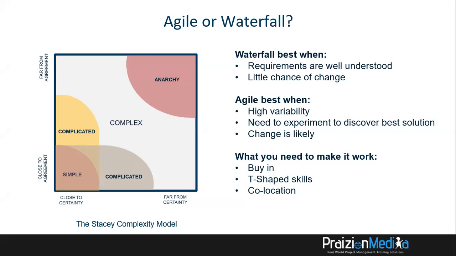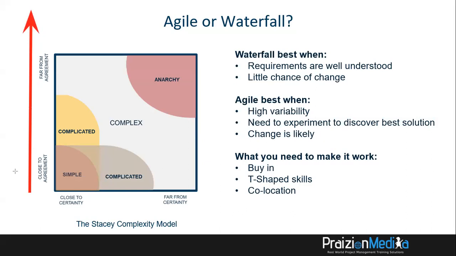So if you take a look at the screen here, we have to the left, close to agreement. That's on the y-axis. Close to agreement, far from agreement at the top. We're talking more about the requirements on the y-axis. So let's draw that here so that you know which axes I'm referring to. This is the y-axis, right? This represents requirements. It could also represent a number of other things.